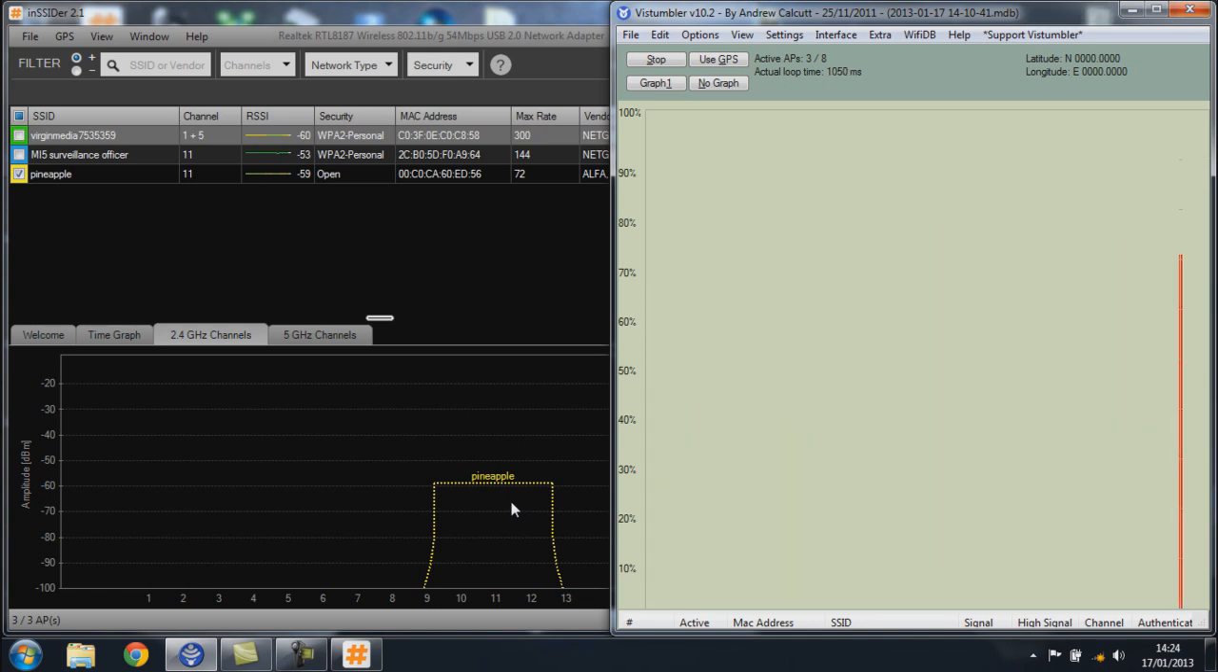But one thing I have noticed is you don't get as many access points showing up. There's hardly any access points there at all, and there should be about 6 at least.